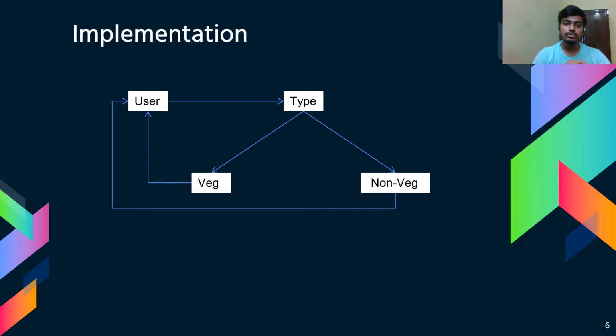If the user clicks on veg, it displays the resultant screen which shows the food name and also the cost of the food. When he clicks on non-veg, it displays the resultant food item and also the item's rates. I'll show the implementation screen.